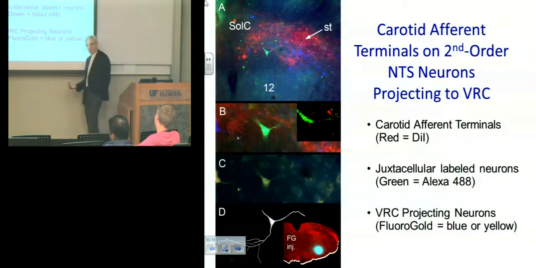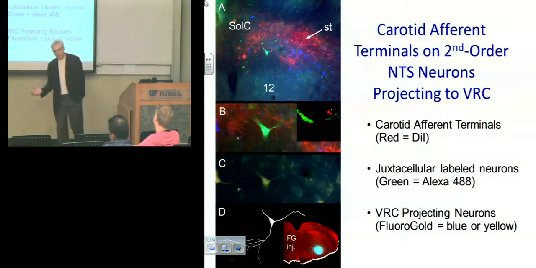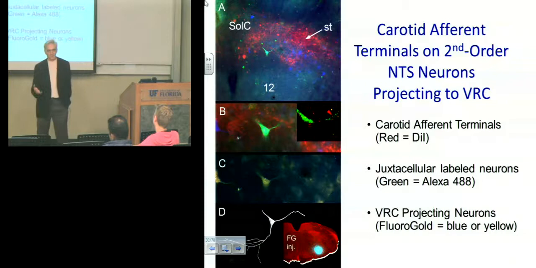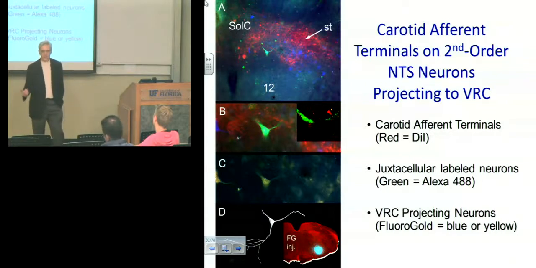Quantitatively, there are very few carotid body afferent terminals on any given cell. We never saw more than 2 or 3 terminals on any given cell.